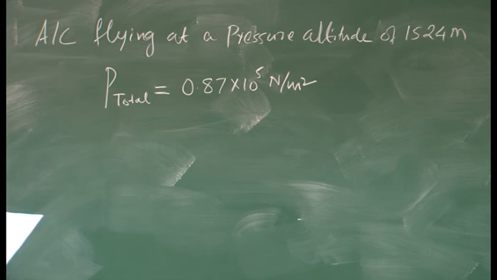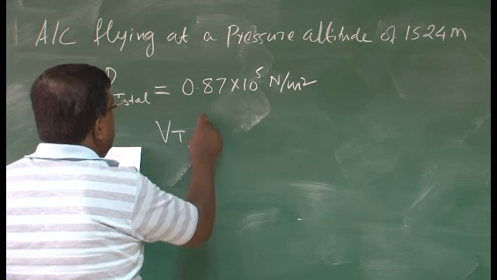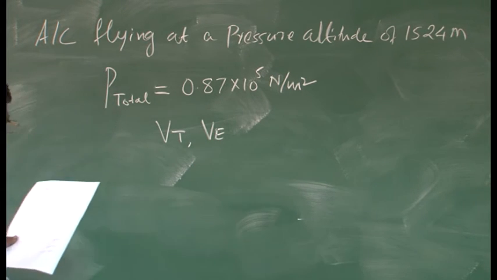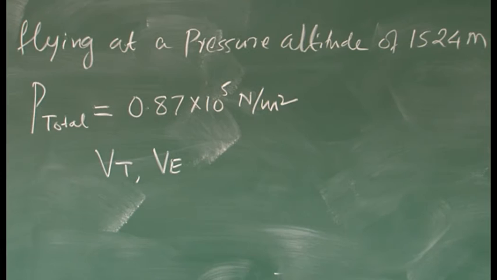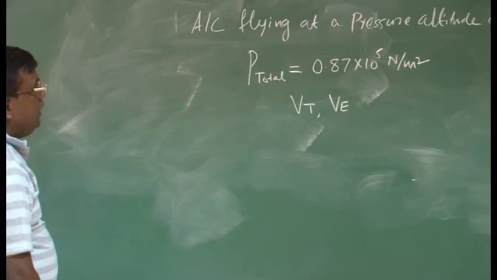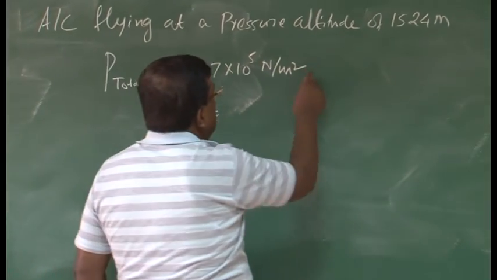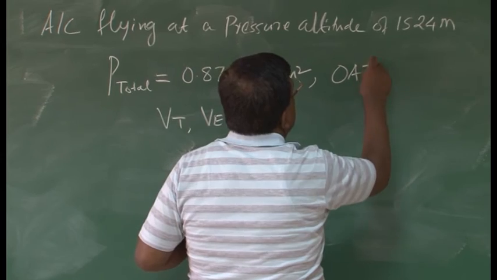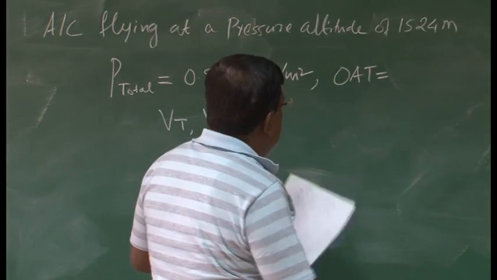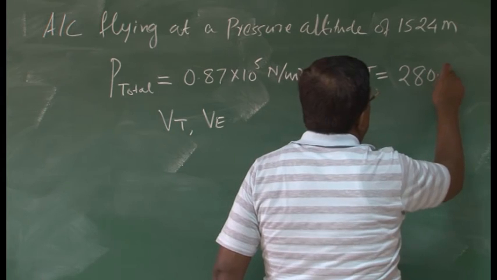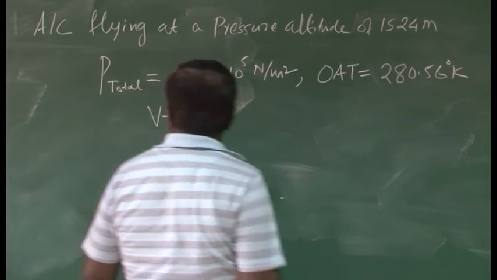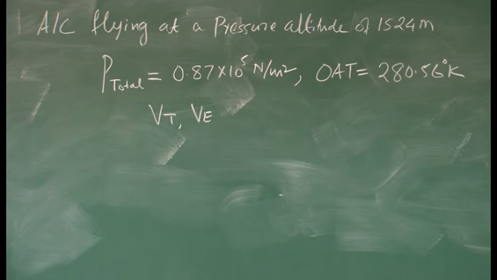Calculate V true and V equivalent. Okay? You could see that it needs one more information. Let us also add one more information, that the outside air temperature which was measured through independent measurement, it was 280.56 degree Kelvin. Now the question is, calculate true airspeed and equivalent airspeed. This example will give you a feel for numbers. That is the purpose why we are solving this example.